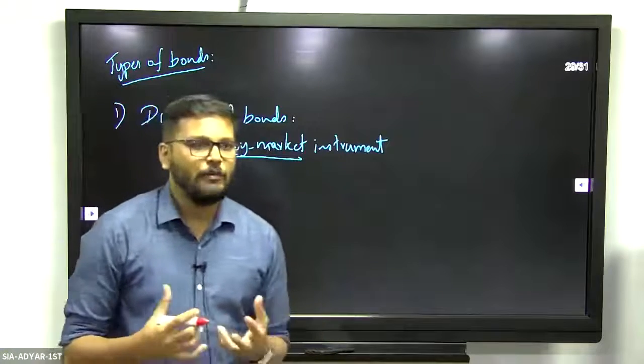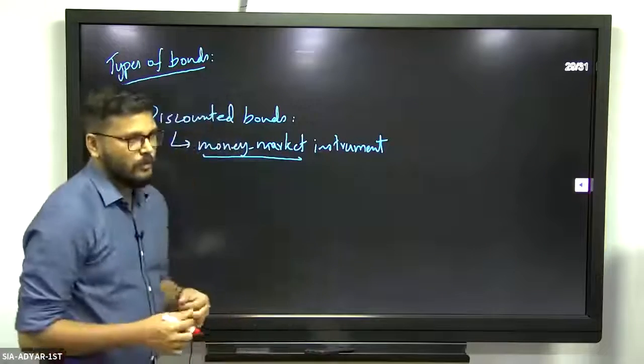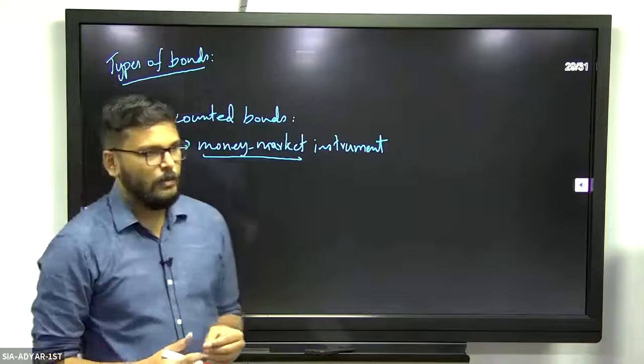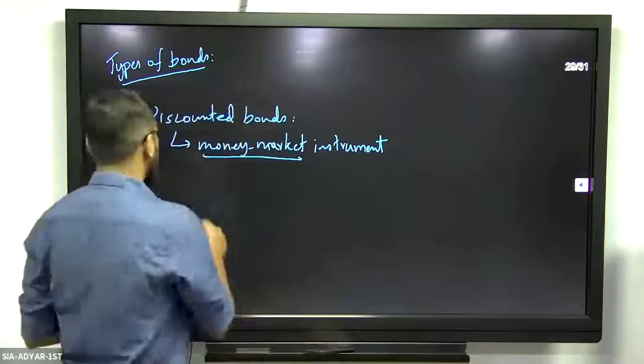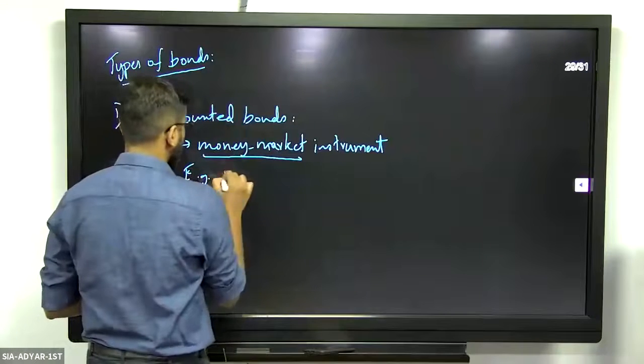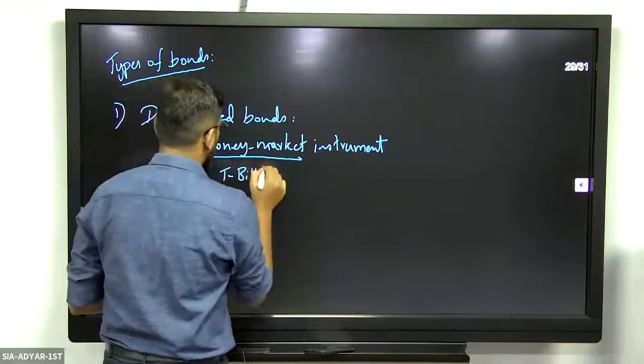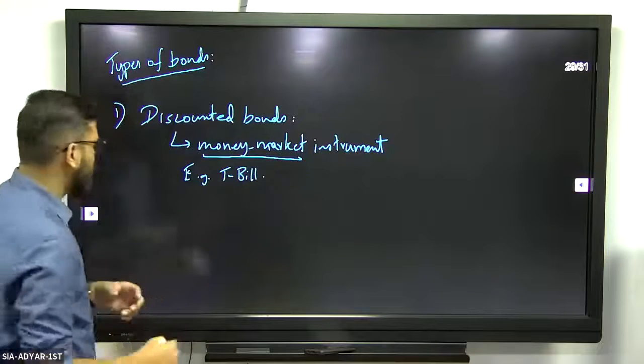Issued at discount, redeemed at par. Those are called discounted bonds. Money market instruments, for example, a T-bill, which is a money market instrument. That is an example of a discounted bond.